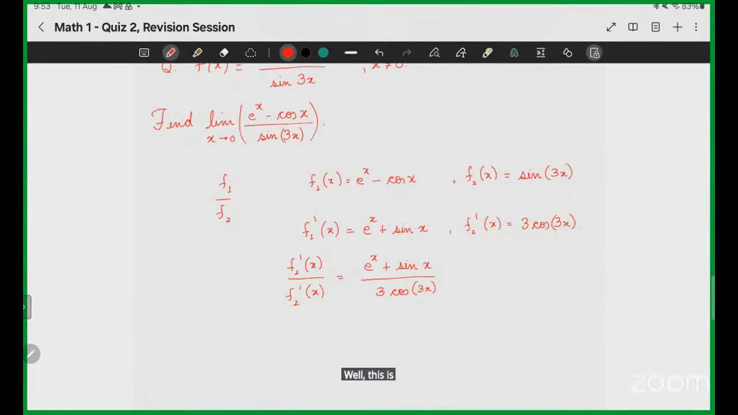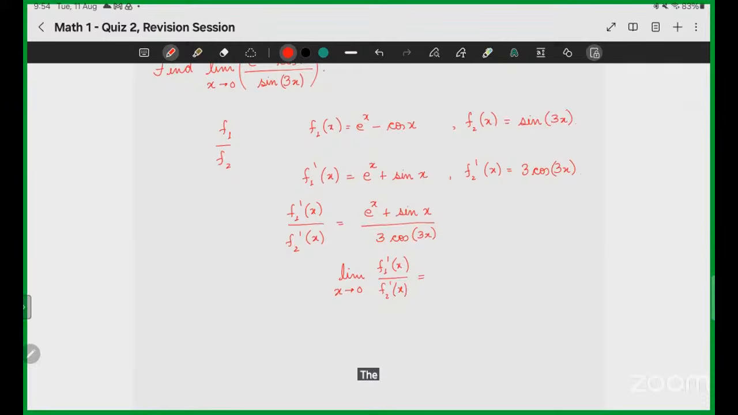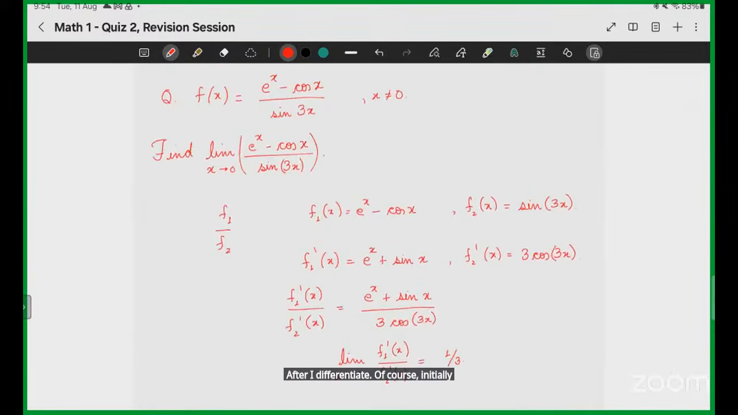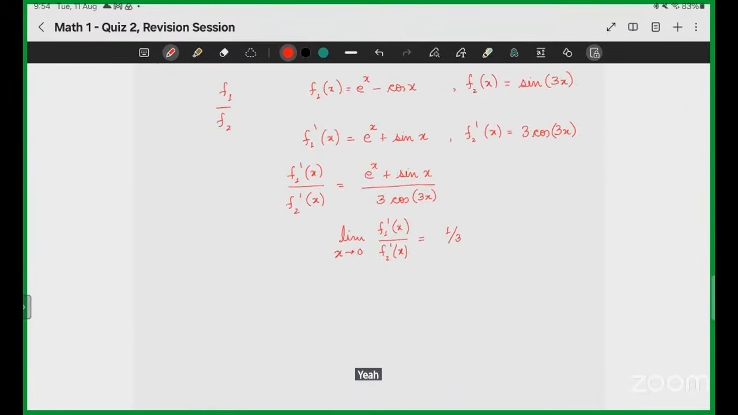The limit as x tends to 0 will be 1 by 3. So the limit of the expression after differentiating the numerator and the denominator exists and is equal to 1 by 3, right? I just did the substitution and here it works. After I differentiate, of course, initially the substitution doesn't work because it gives you 0 by 0 form. Therefore, the limit as x goes to 0 of f1(x) by f2(x), which is (e to the x minus cos x) divided by sin 3x, is equal to 1 by 3.